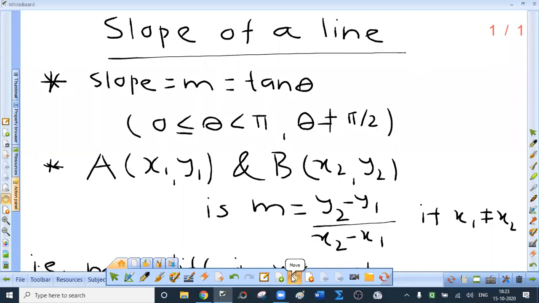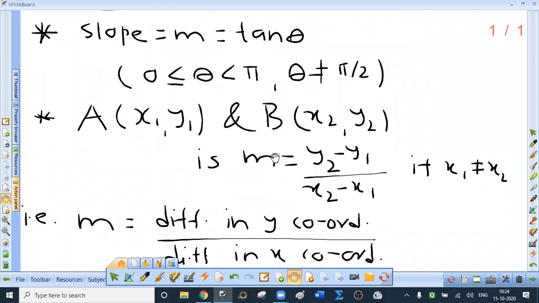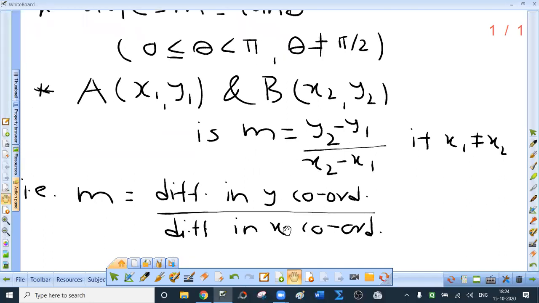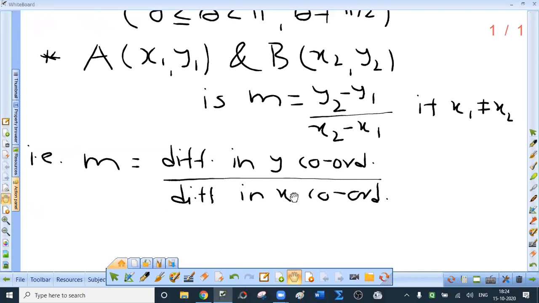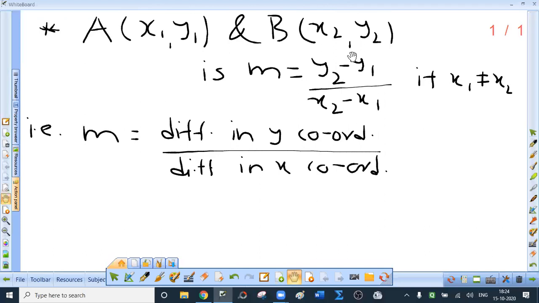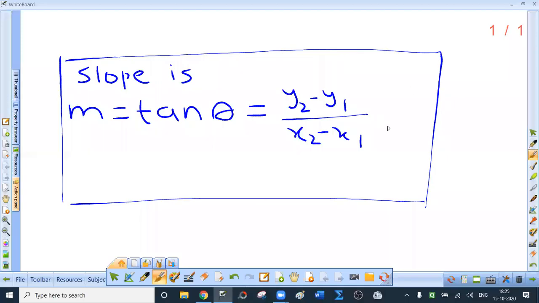So write down this. Slope is m equal to tan theta. Theta is inclination, for 0 less than or equal to theta less than pi, theta not equal to pi by 2. If A(x1, y1) and B(x2, y2) lie on the line, then the slope of that line is the difference in y coordinates upon the difference in x coordinates, that is y2 minus y1 upon x2 minus x1. Of course, the denominator cannot be 0. So what is the slope of a line? It is usually denoted by m. So m is tan theta, which is y2 minus y1 upon x2 minus x1.